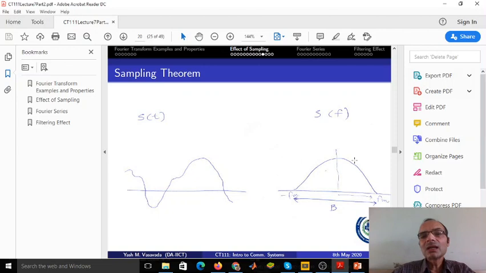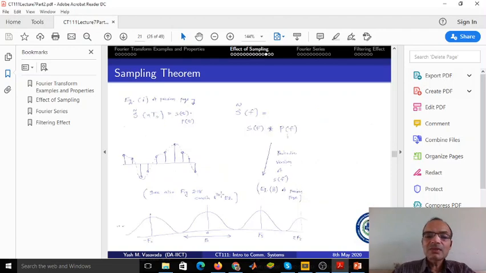It has just one non-zero hump over here, whereas the same signal after sampling in time domain became periodic. The same hump got repeated F_s hertz apart. Now if F_s is bigger than B, which is the requirement stated in the sampling theorem, then these different humps will not overlap with each other. They will be apart from each other. They will not touch each other.